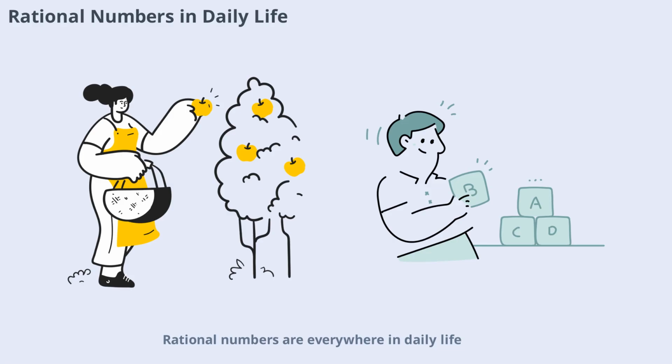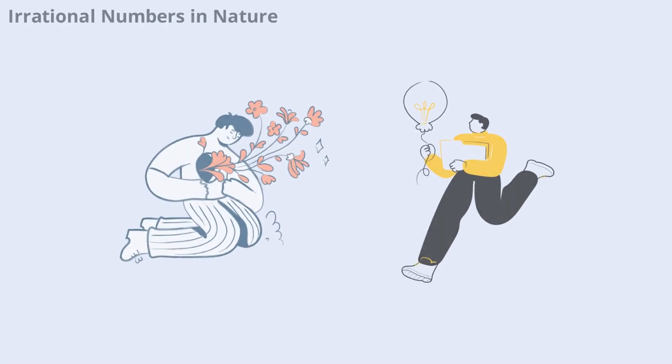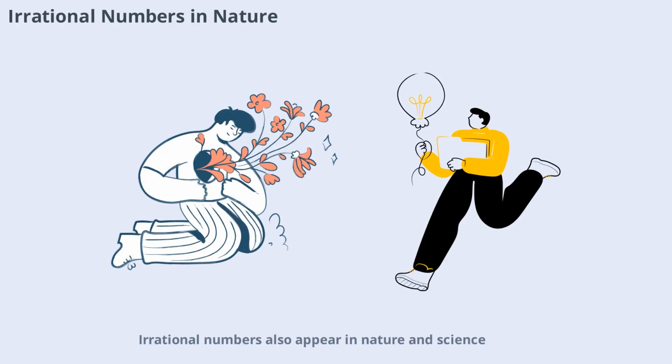Rational numbers are everywhere in daily life. When you split a pizza into 8 slices and eat 3, you've eaten 3/8 of the pizza, a rational number. Money, measurements, and most calculations we do every day involve rational numbers. They're practical and easy to work with. Irrational numbers also appear in nature and science. The number pi is used to calculate the circumference of circles, and the square root of 2 appears in geometry, such as the diagonal of a square. These numbers help us understand the world in ways that rational numbers alone cannot.